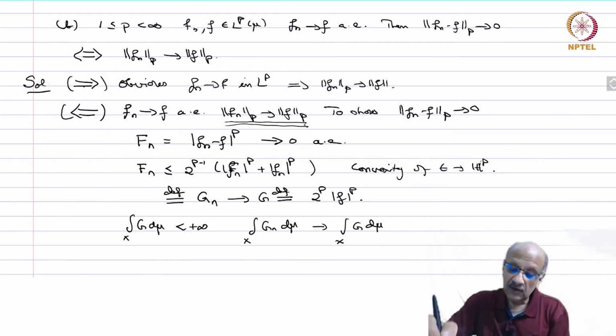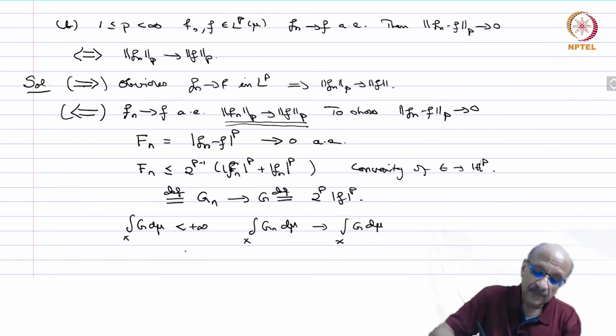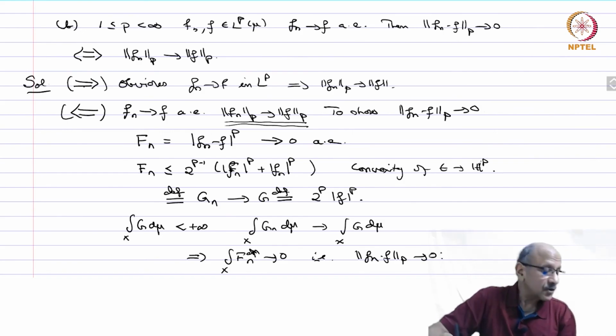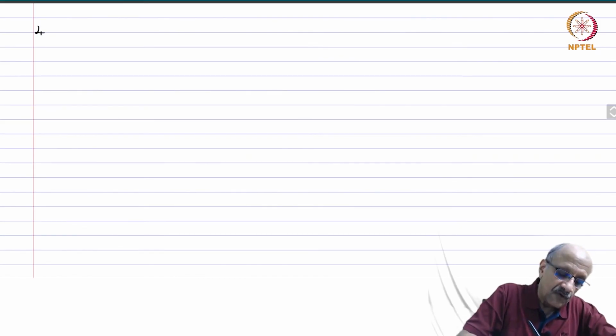Okay, so therefore all the conditions of the previous part are true, and therefore integral Fn goes to 0 d mu over x, that is, Fn minus f in LP goes to 0. So this proves the converse. Okay.